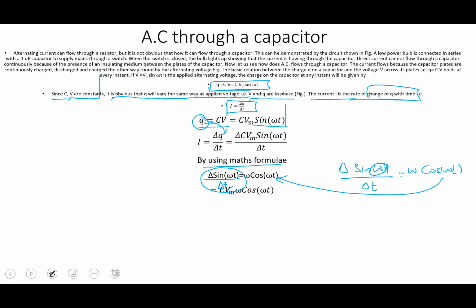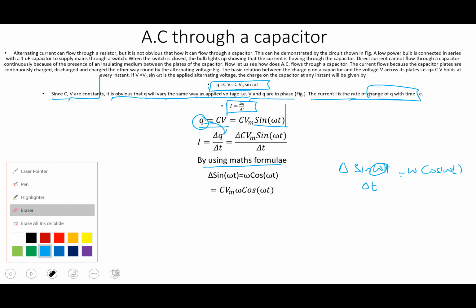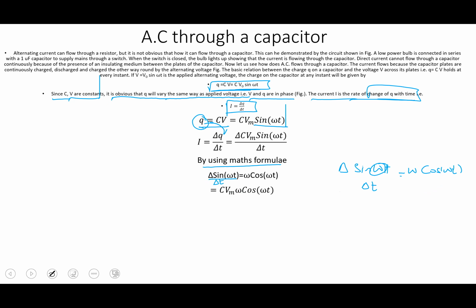So in the same way, let me clear it out so that it is clear for all of you. This is delta T over here. So C V max, instead of writing this whole thing, sine omega t divided by t, we can say omega cos omega t. And as we know by the function of sine alpha plus beta, it will be equal to cos omega t. So instead of writing cos omega t, we can say sine omega t plus half pi, or pi by 2.